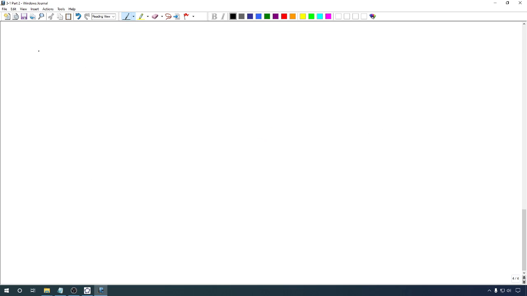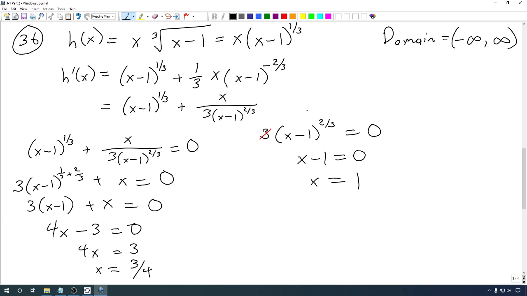Let's go ahead and make another page for this. So we'll have a number line here where we have to include 1, and we also have to include 3/4. Those are our two critical points. We're going to take some test points. So some test point between negative infinity and 3/4. I always like to pick 0 if I can. So I have h prime of 0.